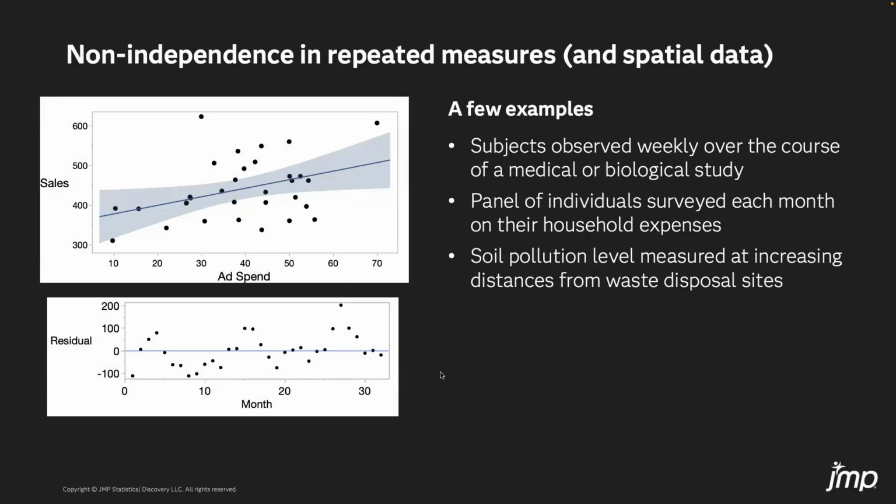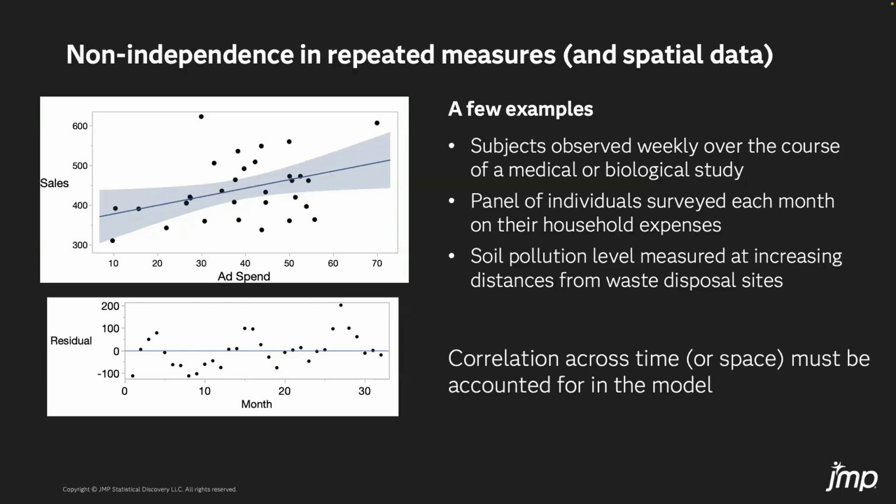I've put some more examples of situations where you can have this, but really any longitudinal data can exhibit this kind of pattern. And the pattern can also expand across space as well. So for example, if you take soil pollution levels at increasing distances from the center of a waste disposal site, you would expect a correlation between two observations at particular distances from the center.